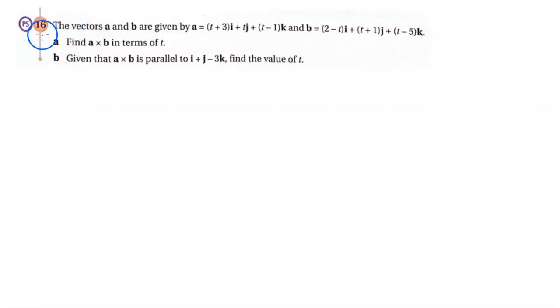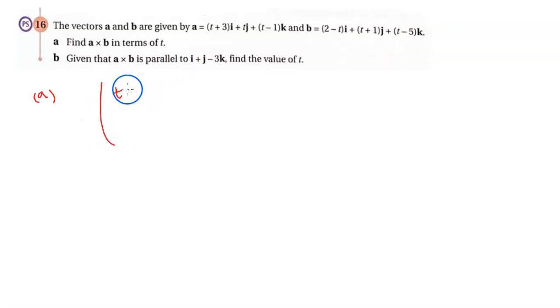Exercise 6.1b, question 16. We have the vectors a and b given by a equals (t plus 3)i plus tj plus (t minus 1)k, b equals (2 minus t)i plus (t plus 1)j plus (t minus 5)k. Part A asks us to find a cross b in terms of t.